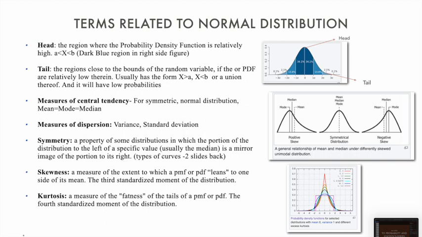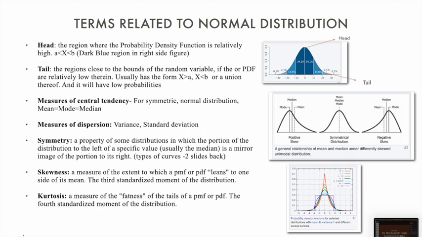When there is skewness, then in the center there is a mode. The top, the head part, is the mode. And in a symmetrical distribution, the mean, median, mode, all three values are equal. Measures of dispersion are variance and standard deviation. Like we have seen the definitions for variance and standard deviation. We will see soon. And the head and the tail part is mentioned here.